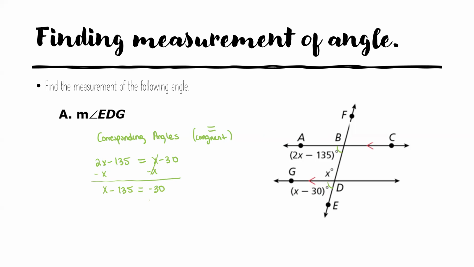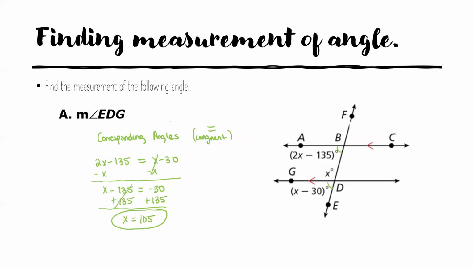So I already combined my letters. Now I combine my numbers. For numbers, we're going to move the negative 135 to the opposite side. So opposite sign, plus 135 plus 135. That goes away. And so now I'm left with x equals, well, negative 30 plus 135, that gives me 105. So I got that x equals 105.